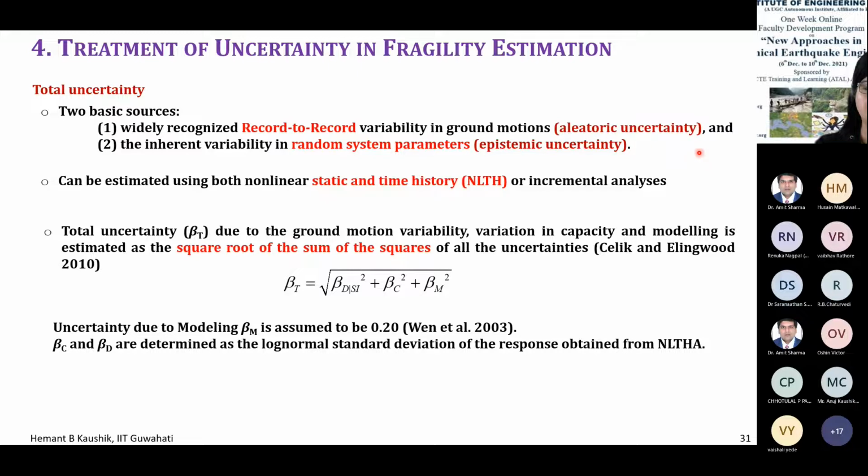And this is a very simple equation proposed by Celik and Ellingwood. So it's SRSS actually. The total uncertainty is SRSS of this beta D, so uncertainty in demand, coming from the ground motions, beta C, uncertainty in capacity, coming from the system parameters, and beta M, uncertainty in modeling. So these are the three, and beta M is generally assumed to be 0.2. So no separate analysis was carried out for beta M, but we carried out analysis for beta D and beta C.